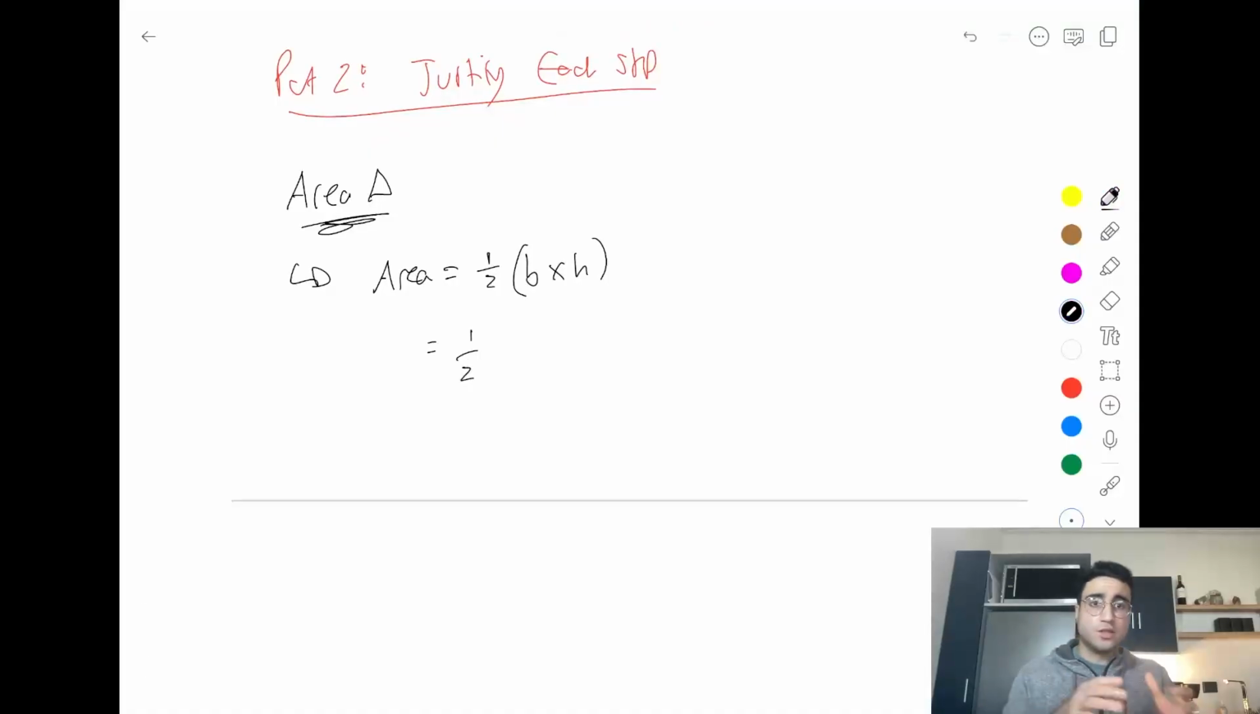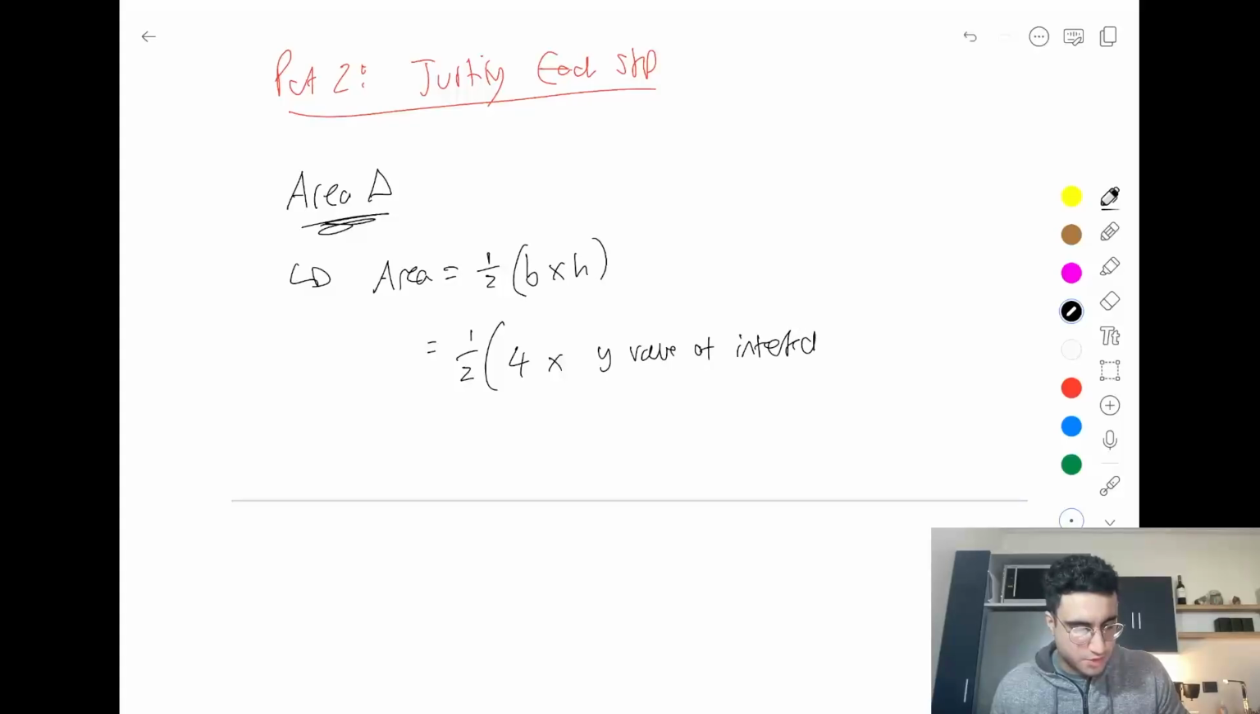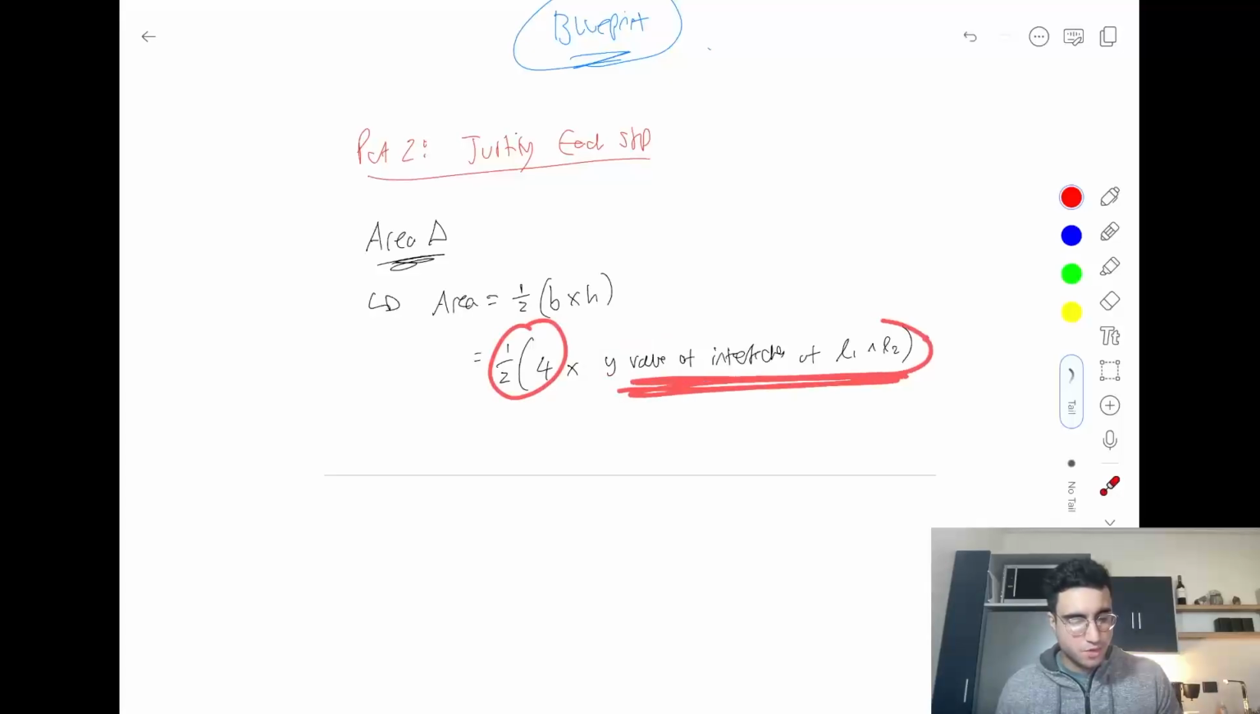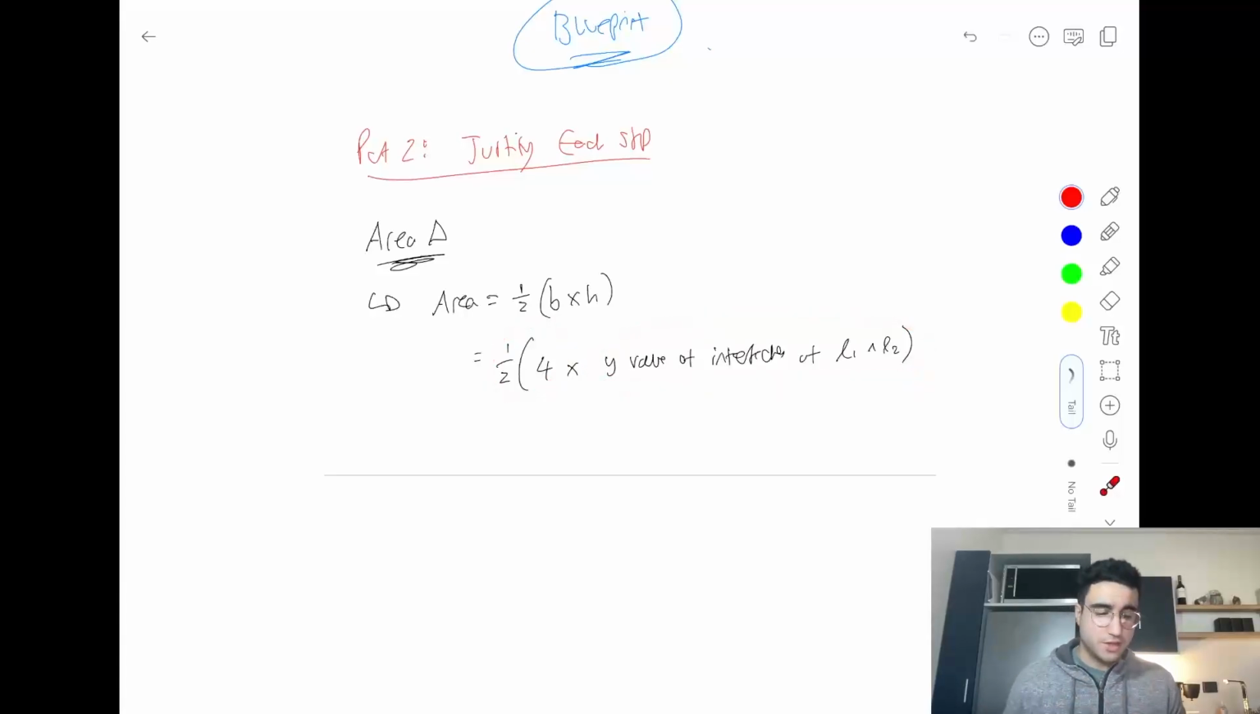And again, I wouldn't write this all in an exam, but this is what your mental model should be like. It's going to be 4 times the y value of the intersection of L1 and L2. Okay, so the question becomes, we've got our knowns here, but we do have an unknown here. So what is the y value of the intersection of L1 and L2?